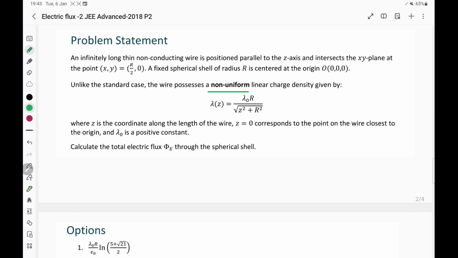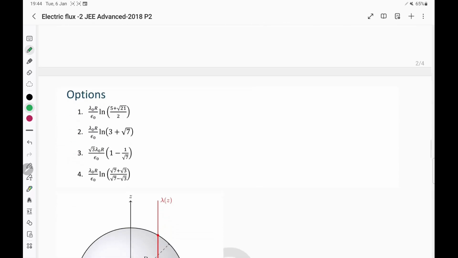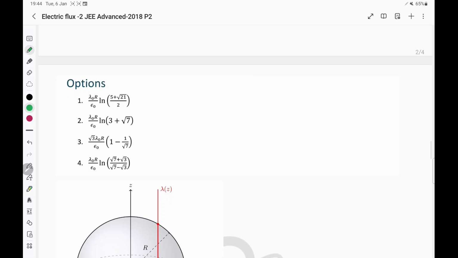Z equal to 0 corresponds to the point closest to the origin, and lambda naught is a positive constant. So we now need to calculate the total flux through the spherical shell. So we have 4 options and we need to verify which of these 4 options are correct.